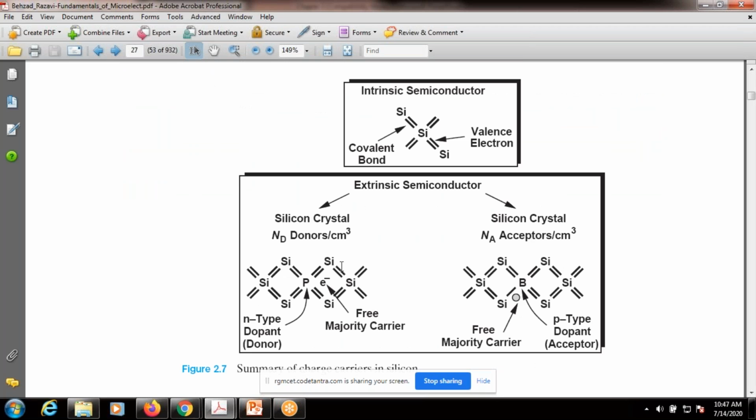Right, this is the summary so far. This is an intrinsic semiconductor, 4 valence electrons, right? And strong covalent bonds. And coming to the extrinsic semiconductor, silicon crystal. Suppose we add phosphorus, that is a donor. Here capital N sub D indicates the number of donor atoms per cubic centimeter. So what happens is the available free charge carriers are electrons. So n-type dopant, donor. What are the majority carriers? Electrons.